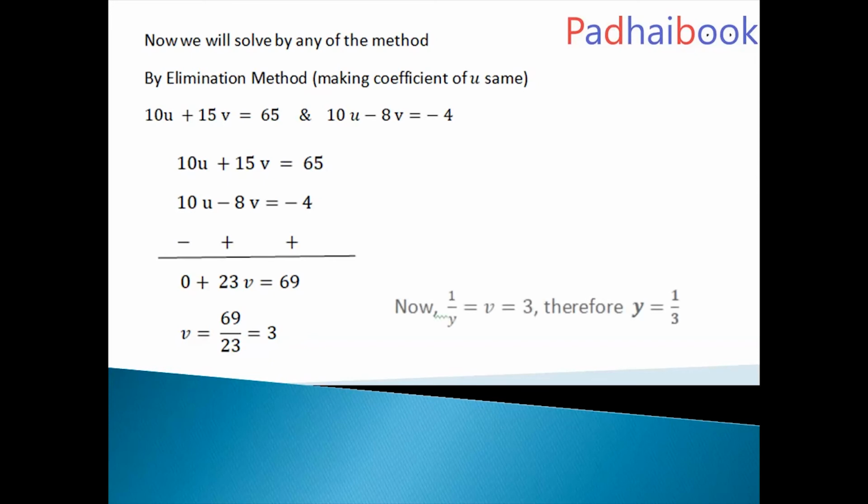Now, what was your v? V was 1 by y. So 1 by y is equal to v is equal to 3. So what is y? y is equal to 1 by 3.